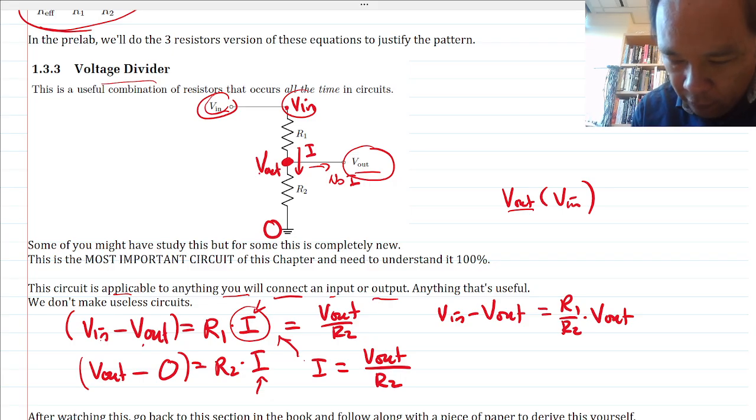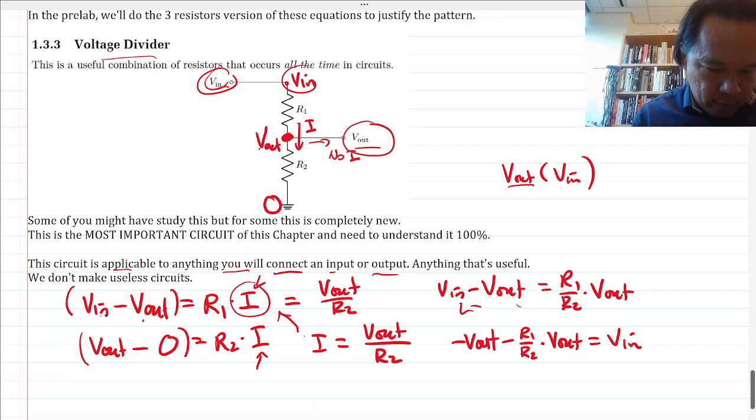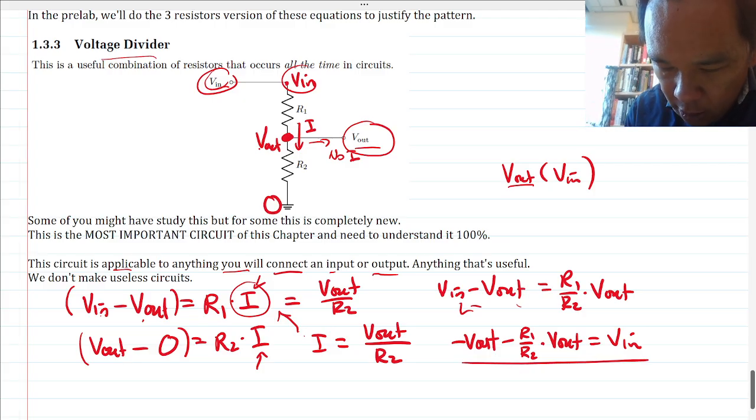So I'm going to put all the V outs on the left hand side. Let's just do that. Negative V out minus R1 over R2 times V out, and then this goes on the right hand side. I need a little bit more space. Okay, I got to this point.